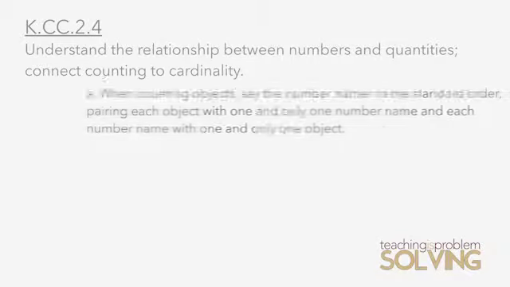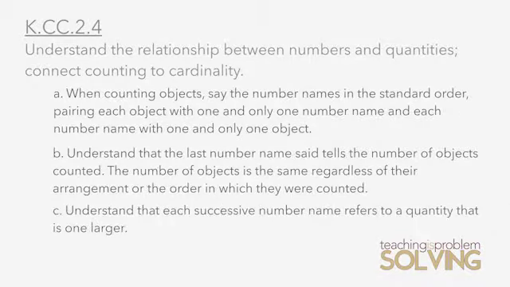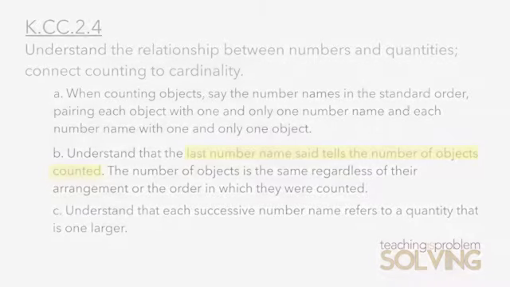So we're defining the cardinal principle as the understanding that students have when they understand that the last number name or the last tag that they make when counting a set of objects is the most important one, because it describes the number of objects in that set. As you'll see in the standard, they describe it very similarly. It reads, understand that the last number name said tells the number of objects counted.